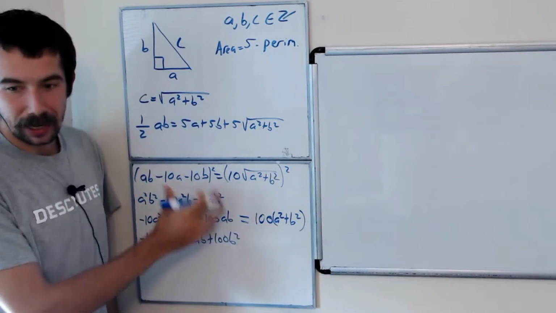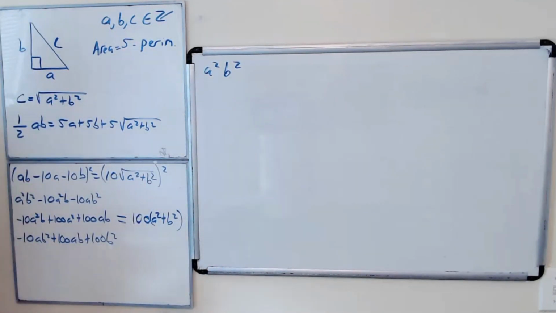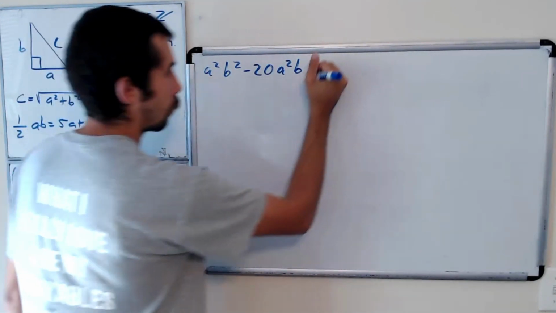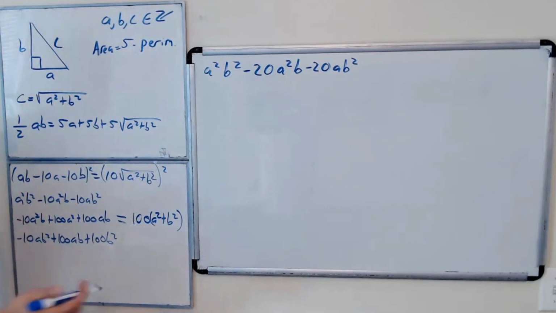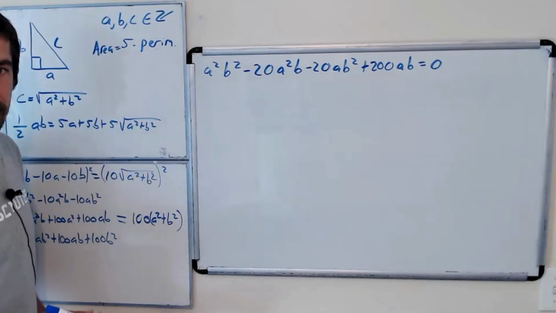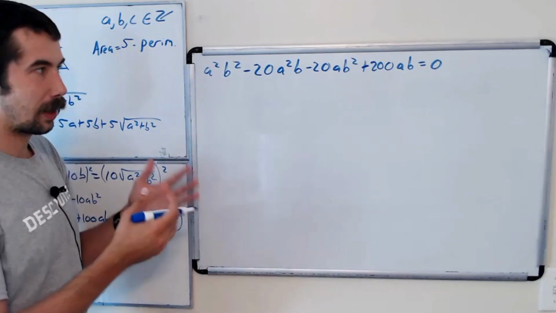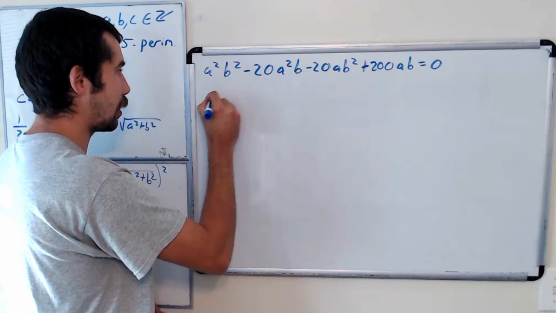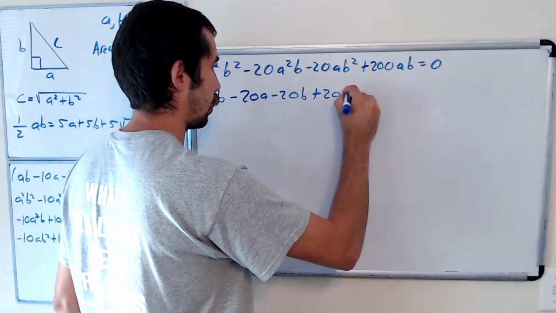Okay, cleaning this up and bringing everything to one side, we have A squared B squared minus 20 A squared B minus 20 AB squared plus 200 AB is equal to 0. Okay? And now notice each term in this left-hand side has an AB in it. But we're going to assume both A and B are positive since they're lengths of triangles. So we could divide out by AB. So our equation is AB minus 20A minus 20B plus 200 is equal to 0.